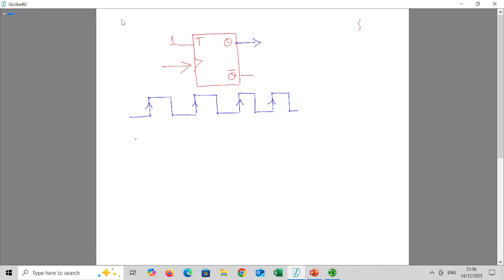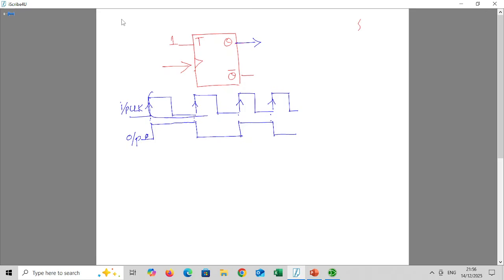So let's draw the output waveform. This is the input clock and the corresponding output we'll write. Output assumed 0. For the positive edge of the clock, it complements, toggles. Again for another positive edge, it toggles. For every positive edge, it keeps toggling. So this is the relationship between the input and output.